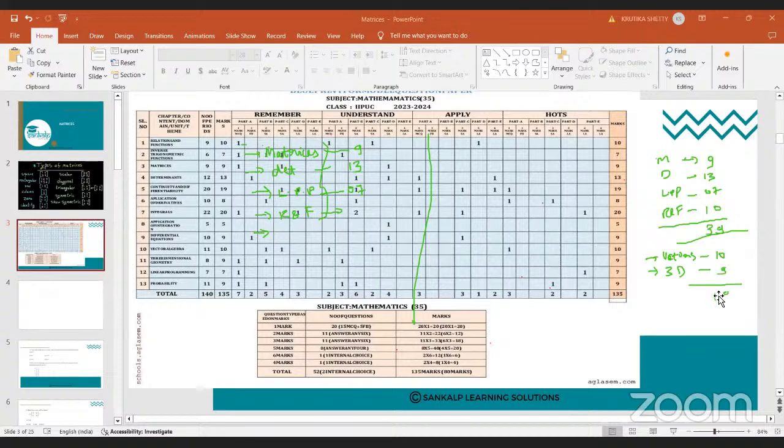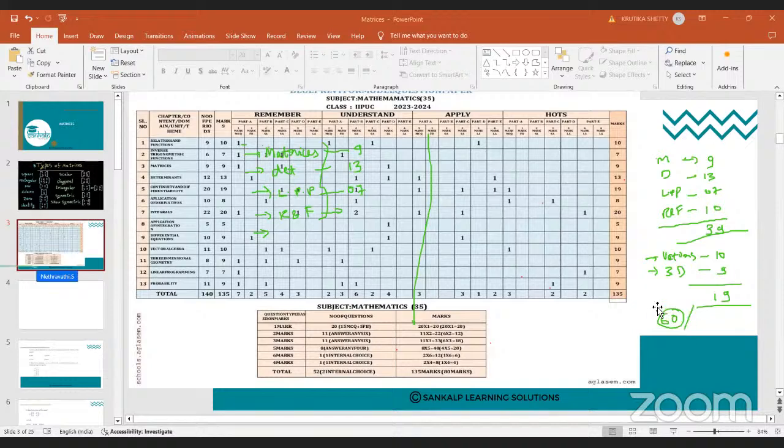So roundabout, see, 39 plus 13, 19, if you add, it will be approximately equal to 60 marks. So this is how you can score 60 marks in mathematics out of 80. And these are the topics where we need to concentrate.